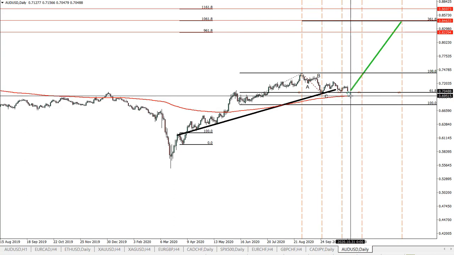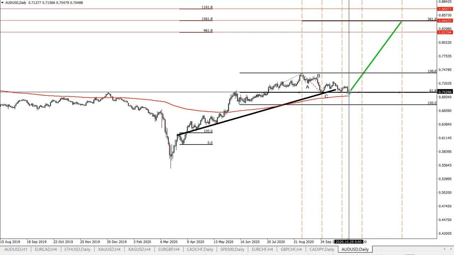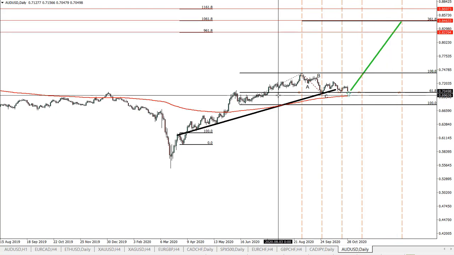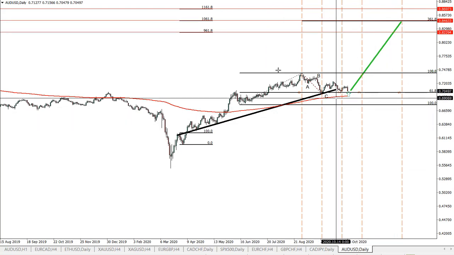We could retest the moving average, but as long as the daily and probably even weekly close, both of them, must remain above 0.7 psychological support. As long as this is the case, I would expect this massive move to the upside.